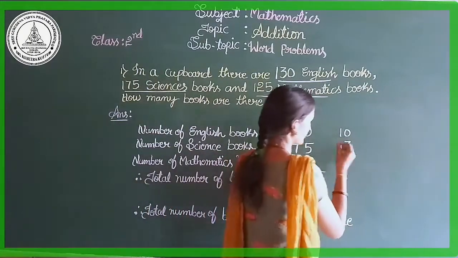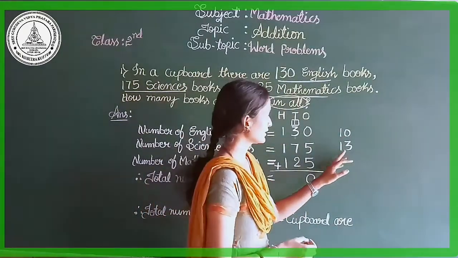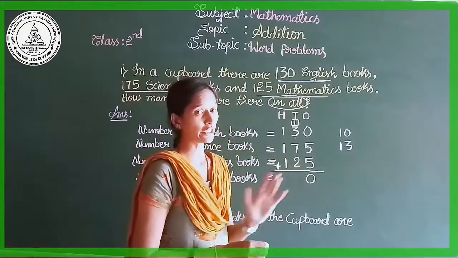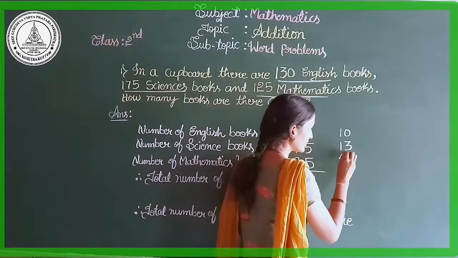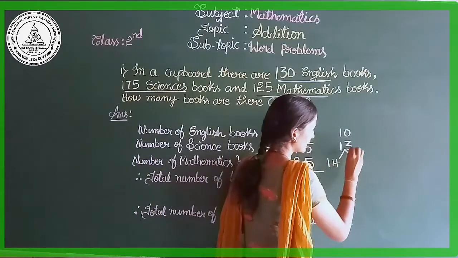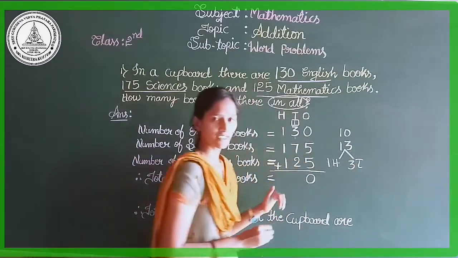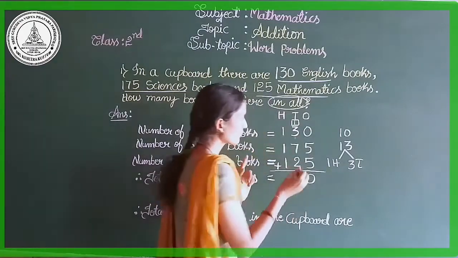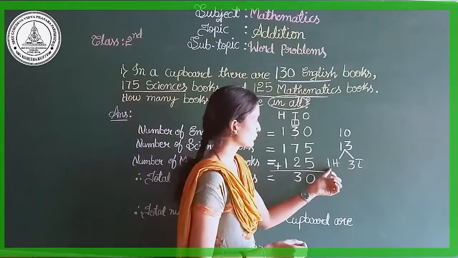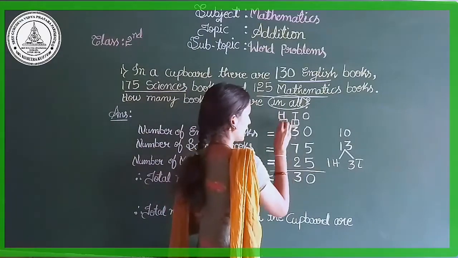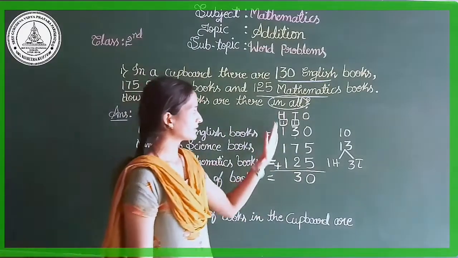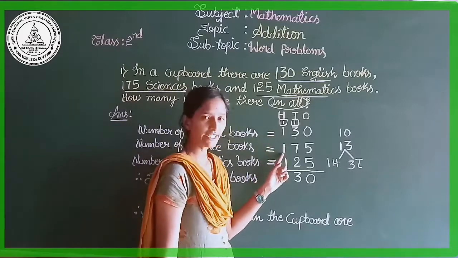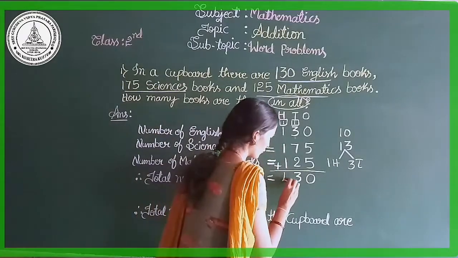So next, 13. It is 13 tens. So you should regroup it as 1 hundred and 3 tens. These 3 tens I am writing under the tens column, and I am shifting this one to the next column, that is hundreds. Now you have to add the numbers in the hundreds column. So 1 plus 1 is 2, 2 plus 1 is 3, 3 plus 1 is 4.